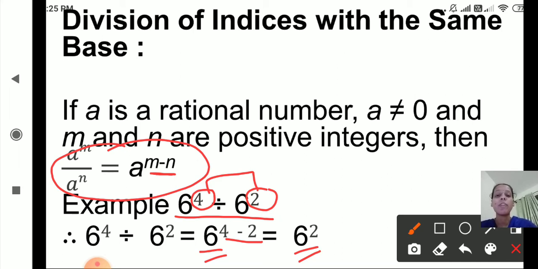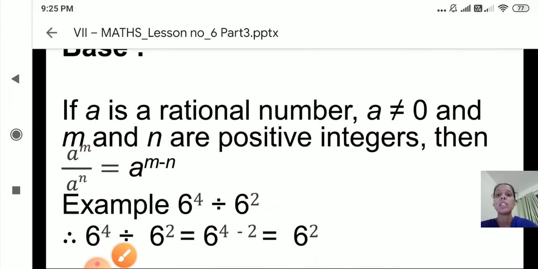In the division of indices with the same base, you will subtract the index. Okay, and in the multiplication of indices with the same base, you will add the index. Okay, hope you are clear with this. Now we'll see the examples.